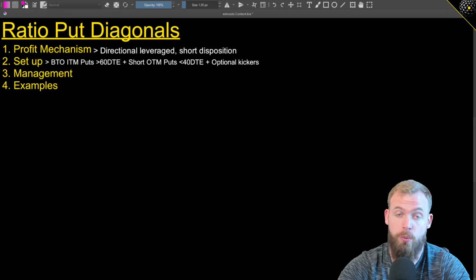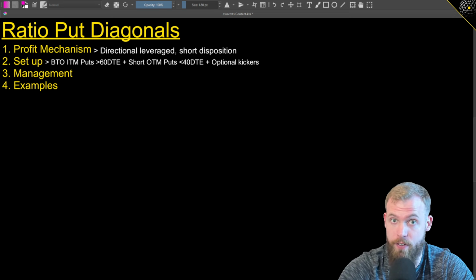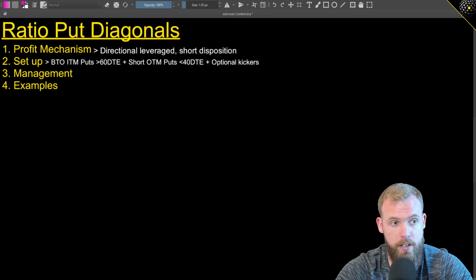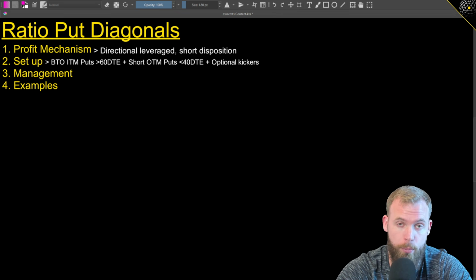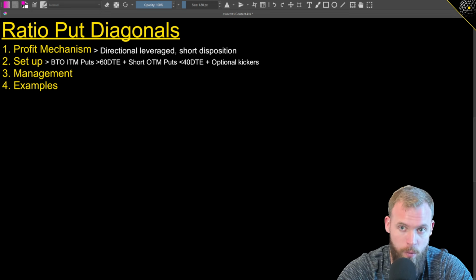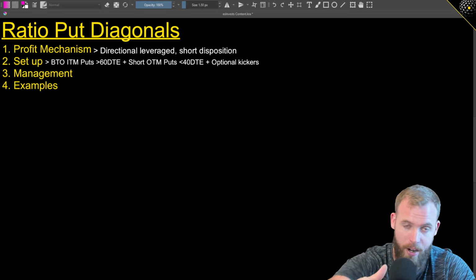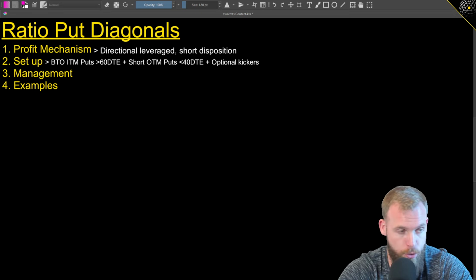Now, if you're familiar with the channel, ratio diagonals will be very familiar to you because I trade them quite literally all the time. It gives me a bit of a more adjustable risk reward profile, which we'll talk about. So the ratio put diagonal in a nutshell, it's a directionally leveraged trading strategy designed to benefit from the downward price direction of something, whatever it is that you're trading.